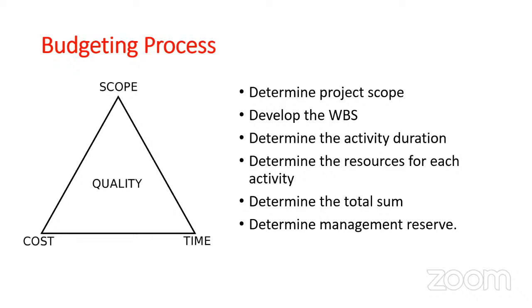Okay, project budget. Now the budgeting process. You see, the time, the scope, the cost, and the budget, they are all interlinked. So what do you do? Determine your project scope, develop your WBS, determine the activity duration, determine the resources for each activity, determine the cost for each of those resources you need for each of those activities, and then determine your total sum and your management reserve. By the time you add your individual costs together, it will give you a total sum. By the time you add your total sum to your management reserve, it will give you your project budget estimate.